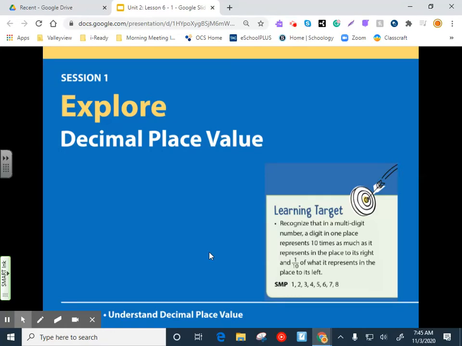All right, let's start lesson 6. We're going to obviously start with session 1 and get into some of the basics of place value. The purpose is for us to start recognizing that we can multiply by 10 to move the place value or divide by 10, which will be an interesting thing to start on. But let's do our warm up.